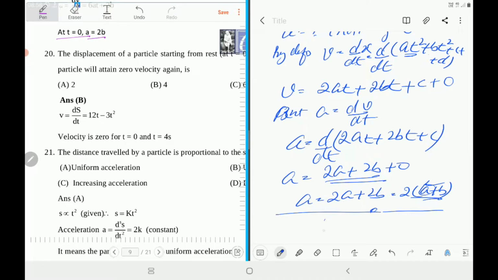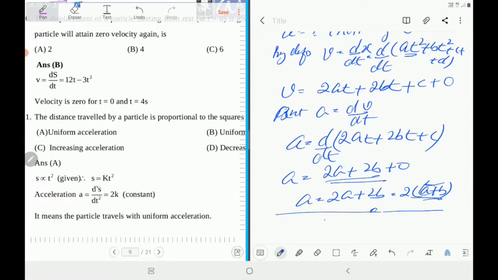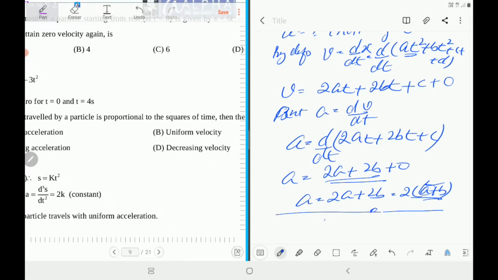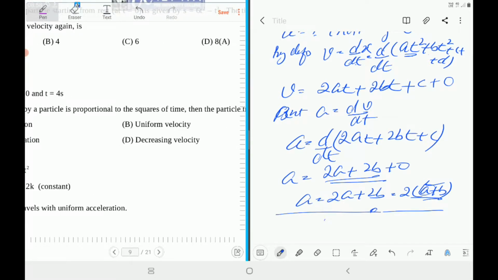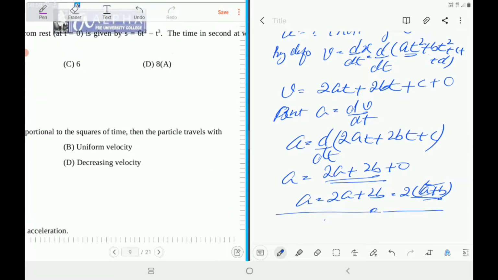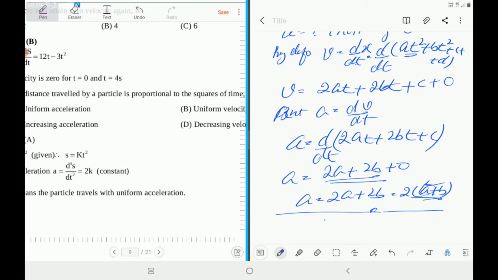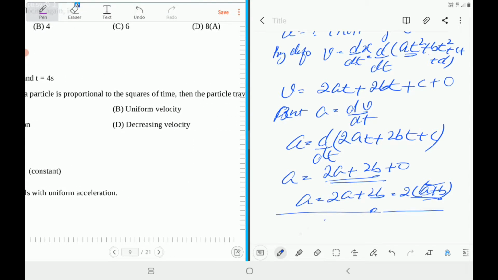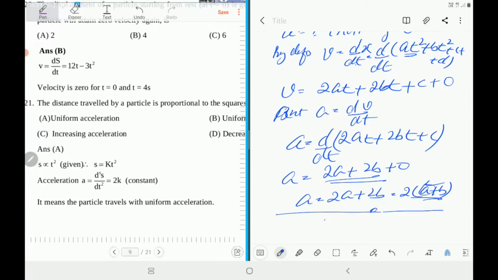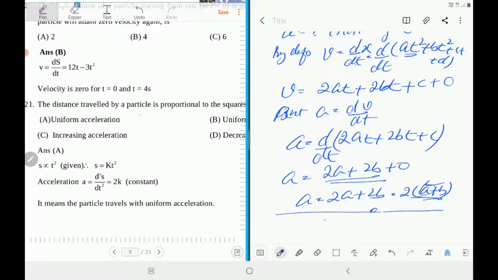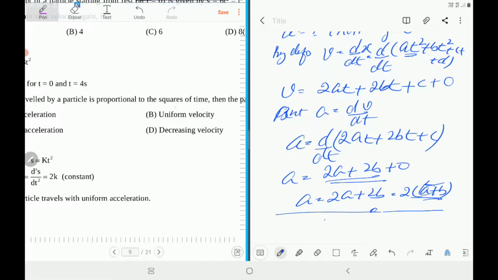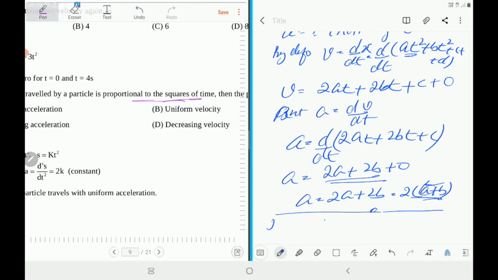We'll see one more of this kind. One more. Look, you have distance traveled by a particle is proportional to square of time. What he says, read it once more. Distance traveled by a particle is proportional to square of time. Let us suppose it is problem number 21. Let us suppose distance x, which is proportional to square of time.